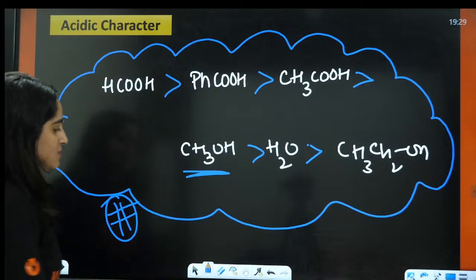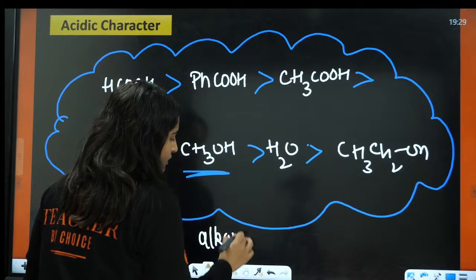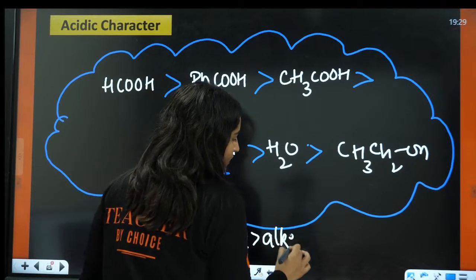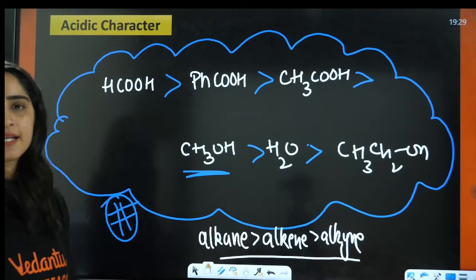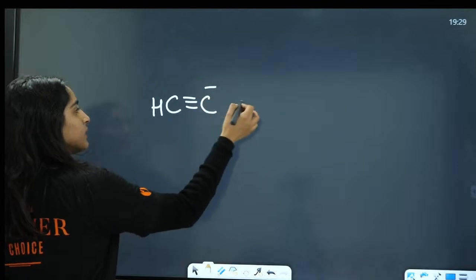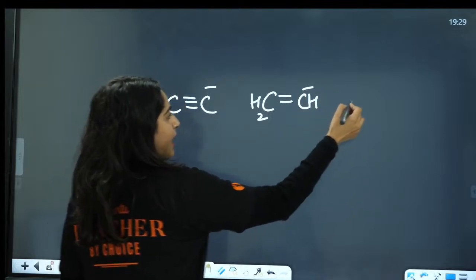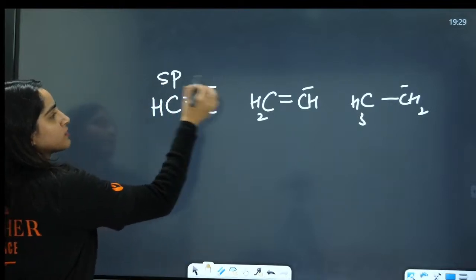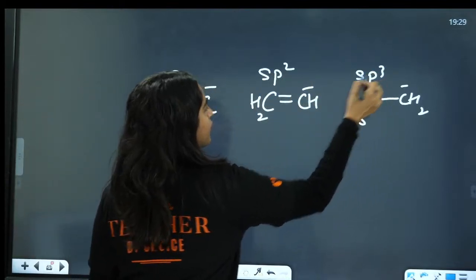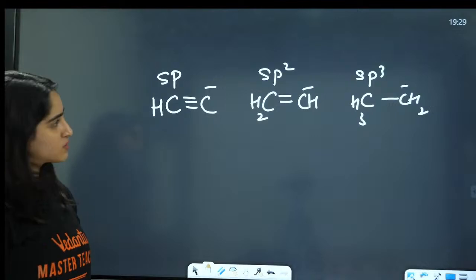How can you say this? This is more acidic. Okay? Out of this, alkane is more acidic, then alkene, then we have alkyne. What is the reason behind this? For alkane this is sp3, for alkene this is sp2, and for alkyne this is sp. Now this is more electronegative, so it is pulling the electrons.